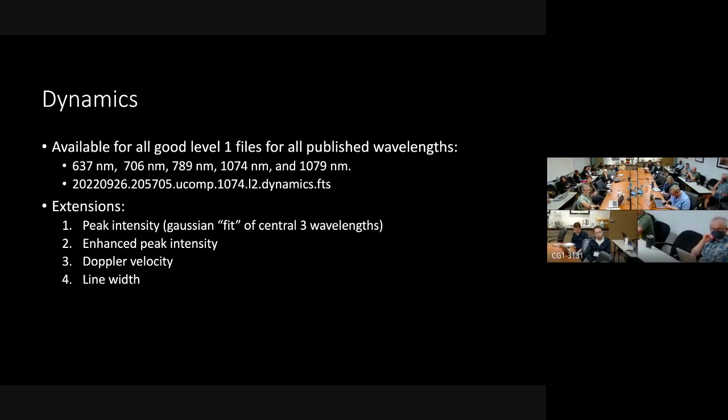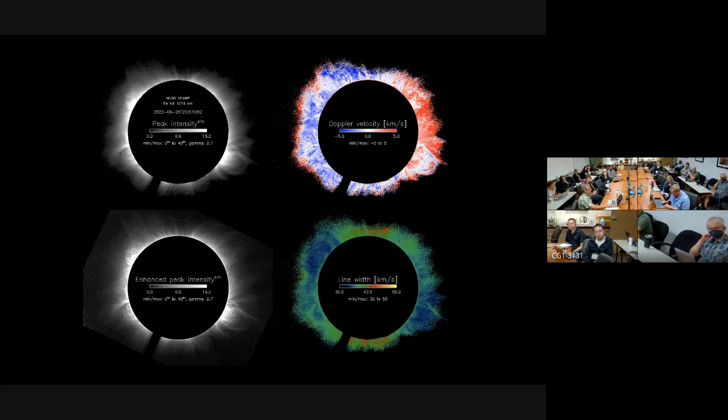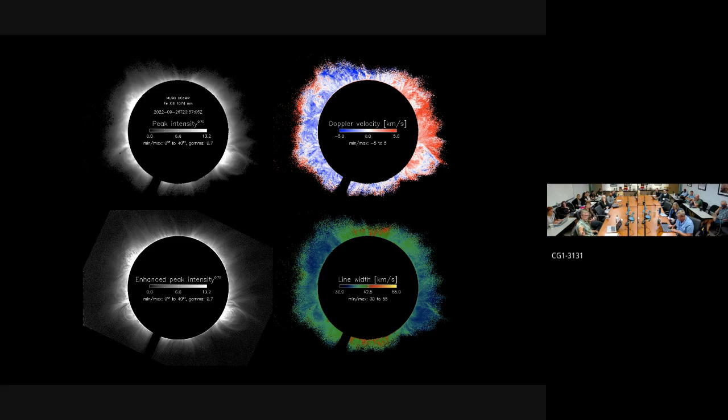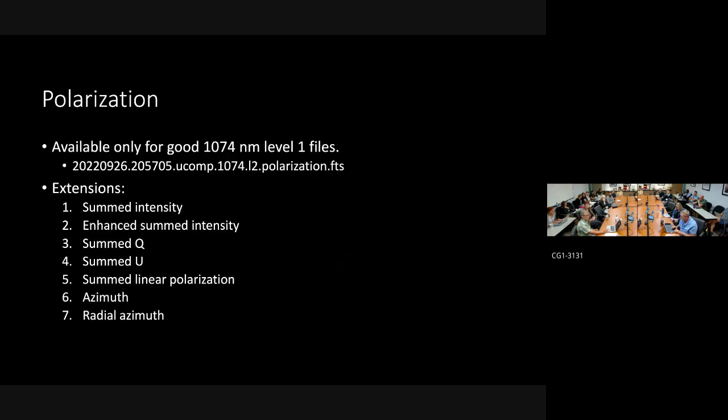And we talked about the extensions that are here, all related to intensity. And again, all the published wavelengths get this. And these are some quick look images for that. So for these ones that have various products like this, we get a dashboard image like this, and each one of those individually is a full size 1280 by 1024 image in the quick looks. And then the polarization file.